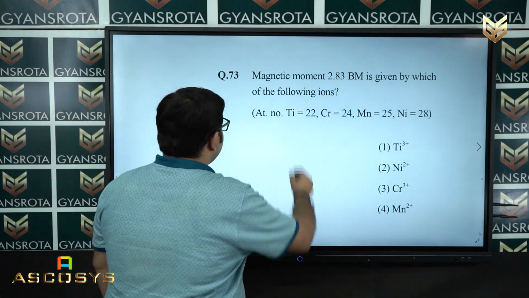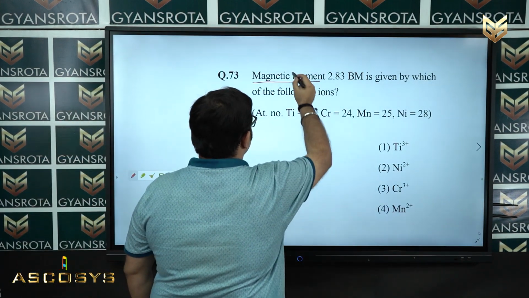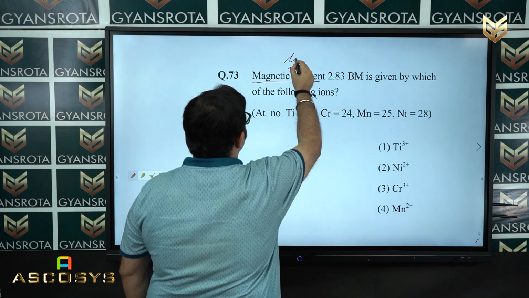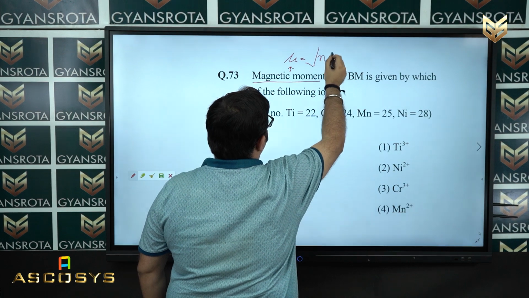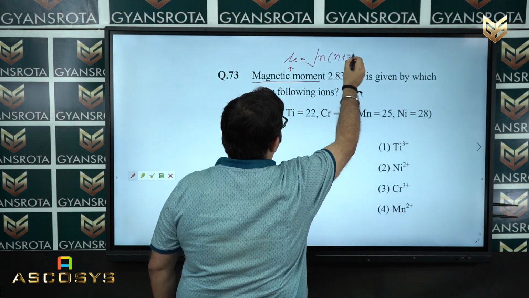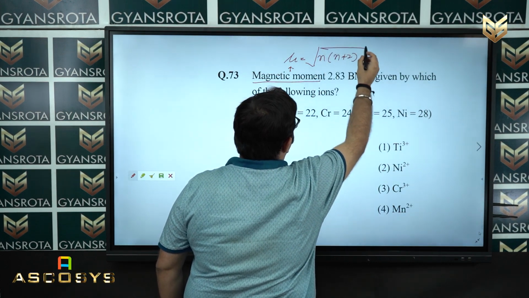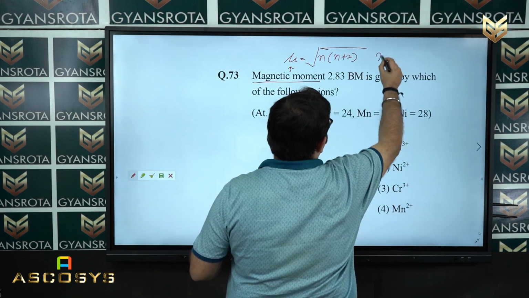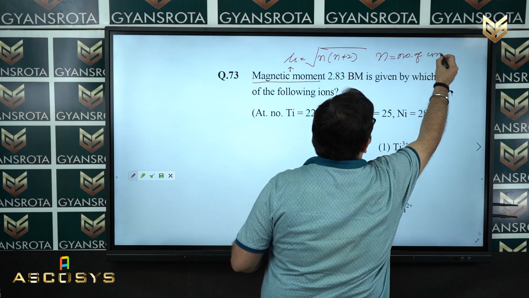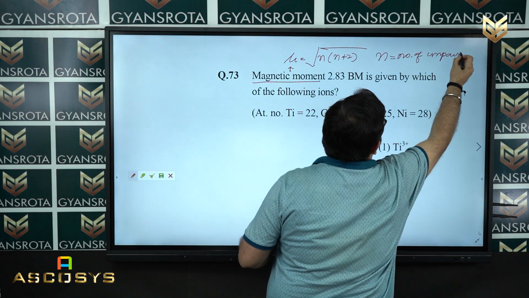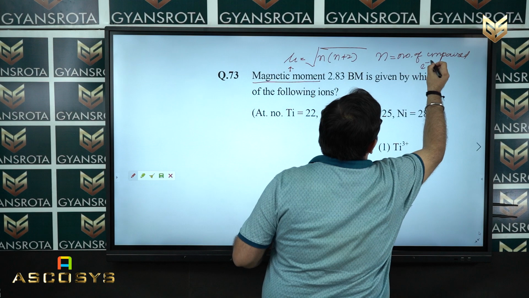So, how to find out this magnetic moment? The formula is mu, that is the magnetic moment, equals root over n into n plus 2, and n is the number of unpaired electrons. So here n is equal to the number of unpaired electrons.